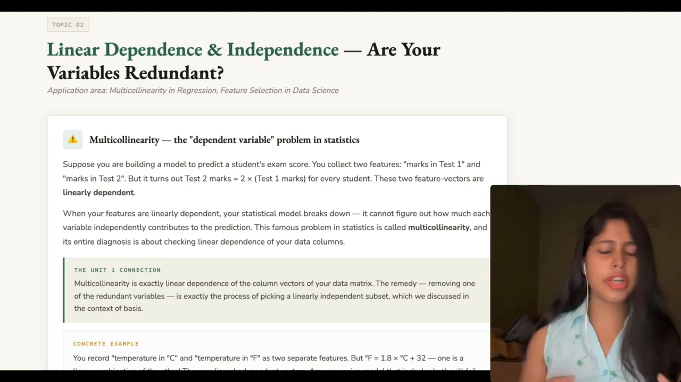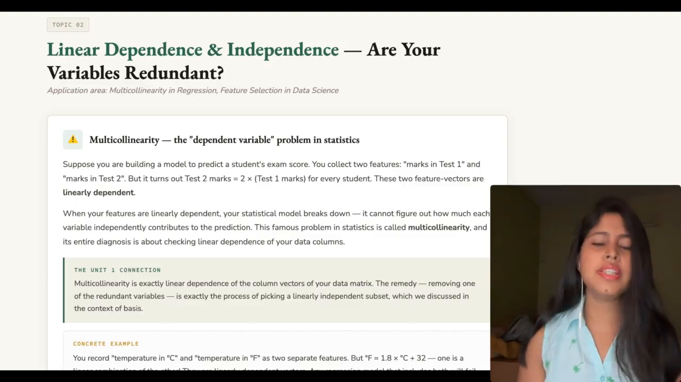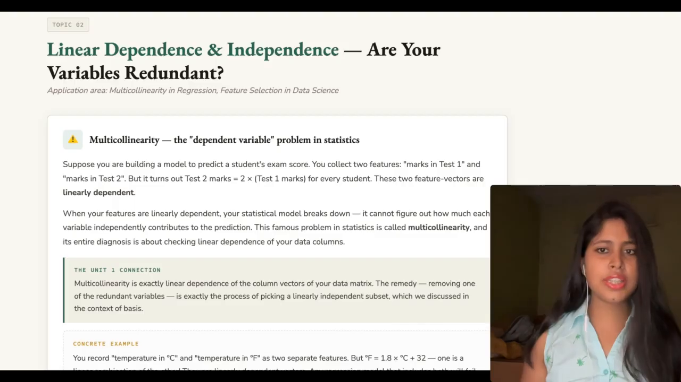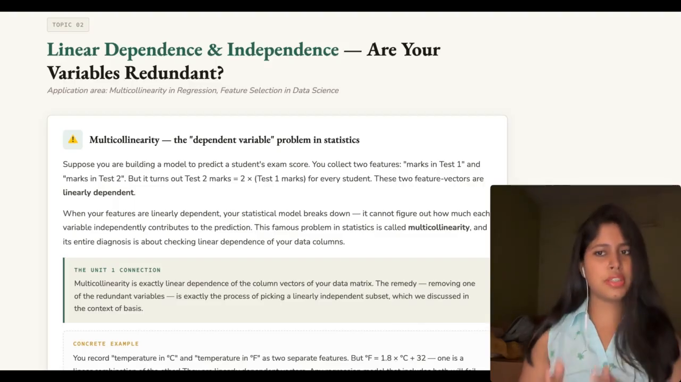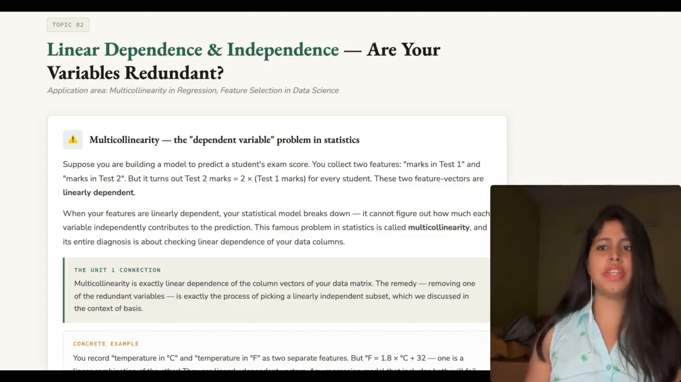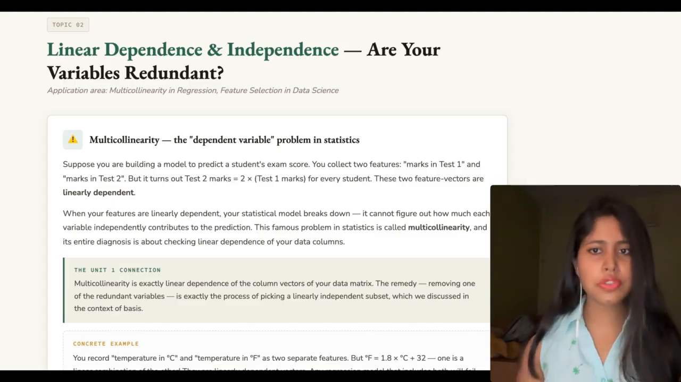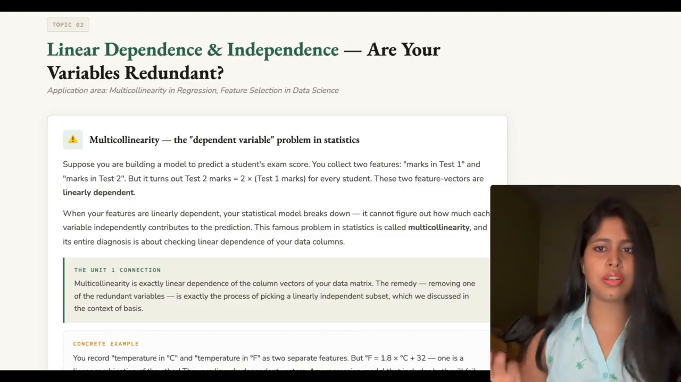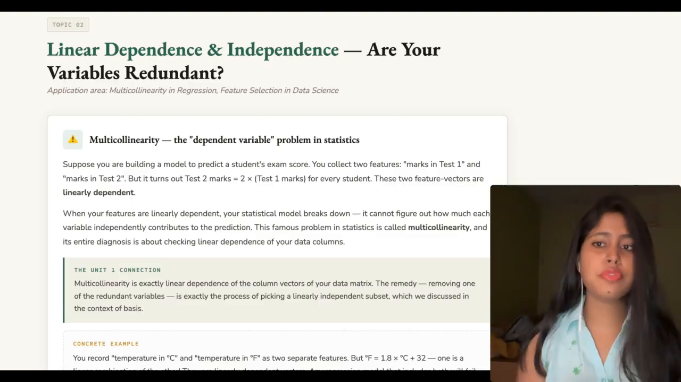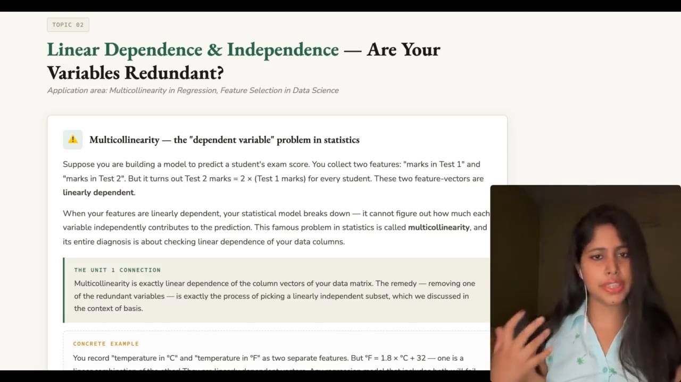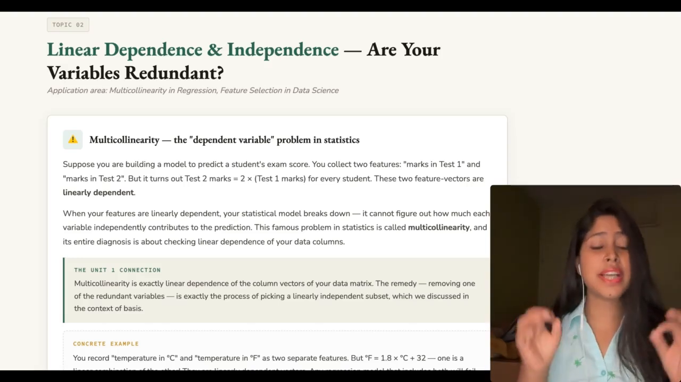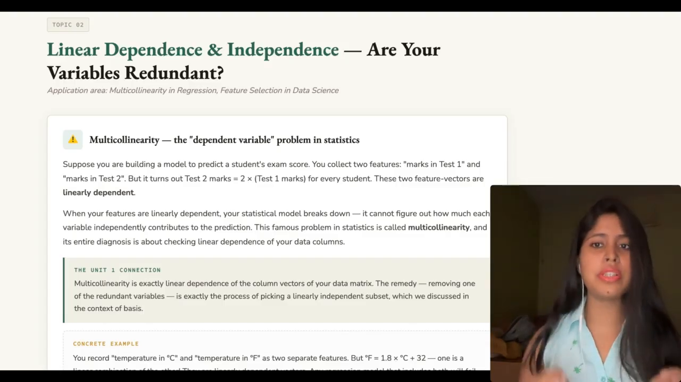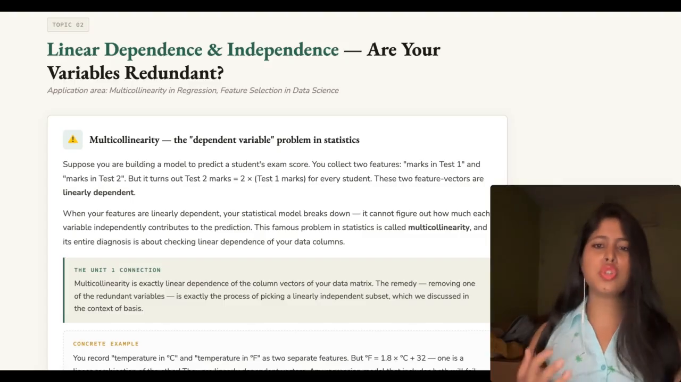Let me tell you in official language how we define it: a set of vectors is linearly dependent if one of them can be written as a linear combination of the others. Equivalently, if c1 alpha 1 plus c2 alpha 2 plus c3 alpha 3 and so on up to cn alpha n equals 0 has a non-trivial solution, meaning the c's are not all 0, it is dependent. If only the trivial solution exists, we call it linearly independent. Now here is a direct application in statistics, and it has a proper technical name: multicollinearity. Let me walk you through a story.